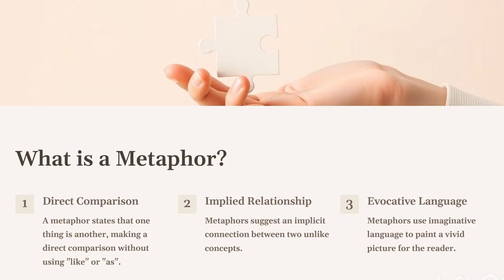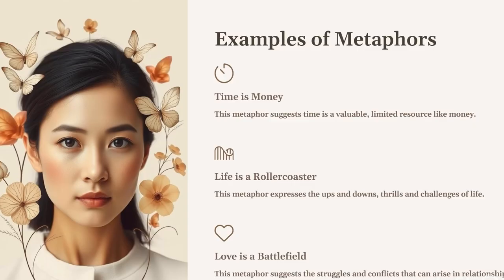Examples of metaphor. First, time is money. Yes, time is money. This metaphor suggests time is a valuable, limited resource like money. Number 2, life is a roller coaster. This metaphor expresses the ups and downs, thrills and challenges of life. And third, love is a battlefield. Love is a battlefield. This metaphor suggests the struggles and conflicts that can arise in relationships.